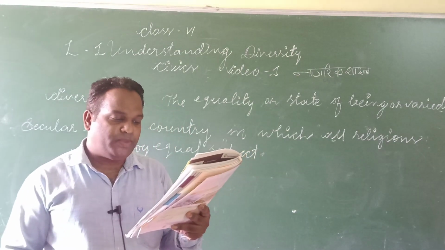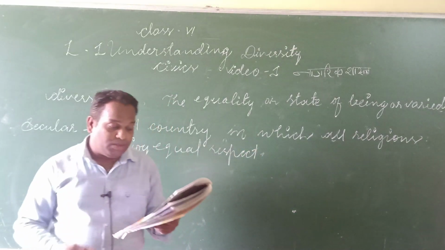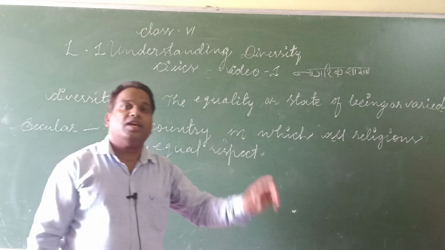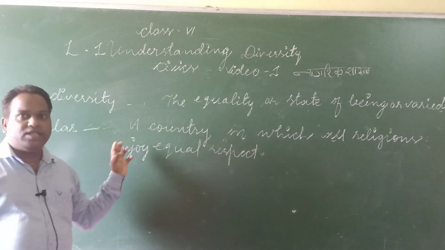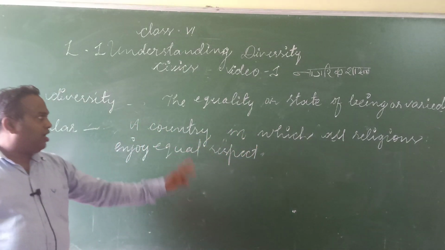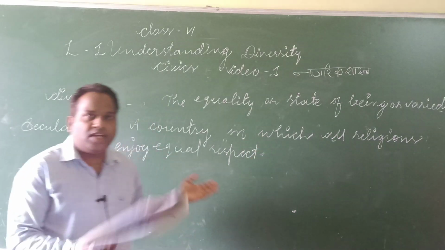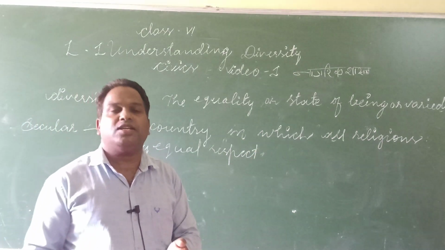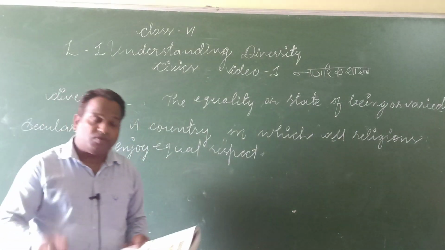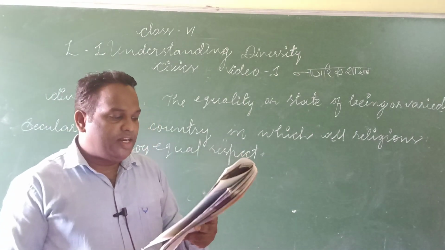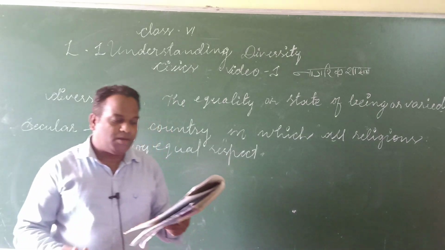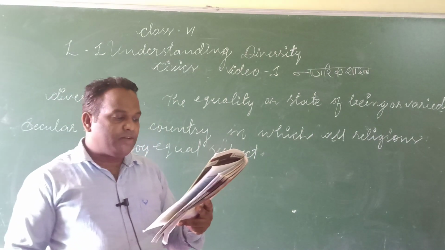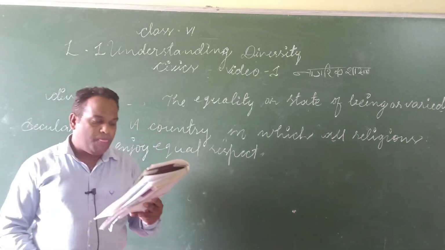India is home to numerous famous places of worship. So India is called a secular state. Why is India called secular? A country in which all religions enjoy equal respect or status. Understood? India is called a secular state because of the many religions and their places of prayer. For example, Hindus offer prayer in temples, Christians in churches, Sikhs in gurudwaras, and so on.